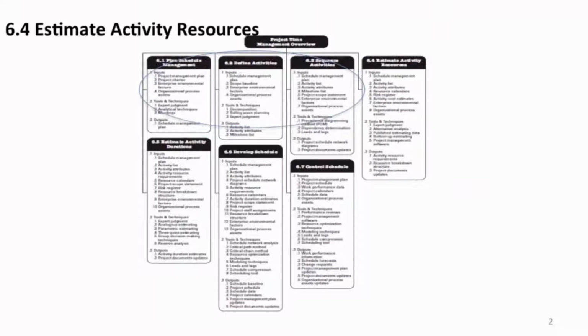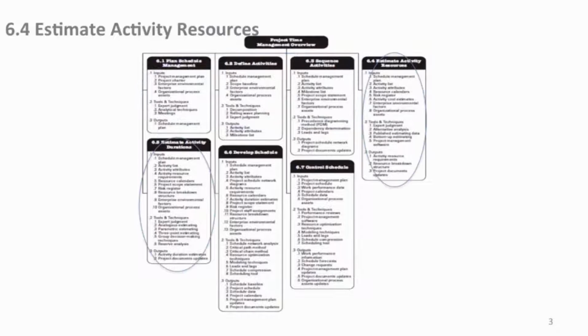Here is our time management overview. This is the largest, by the way, of the knowledge areas as far as the number of activities in it. There are 7 here. We've looked at the first 3 already in the prior module. Today we're going to look at 6.4 and 6.5, resources and durations. And in the module after this, we'll finally do our develop schedule and then how we control that schedule.